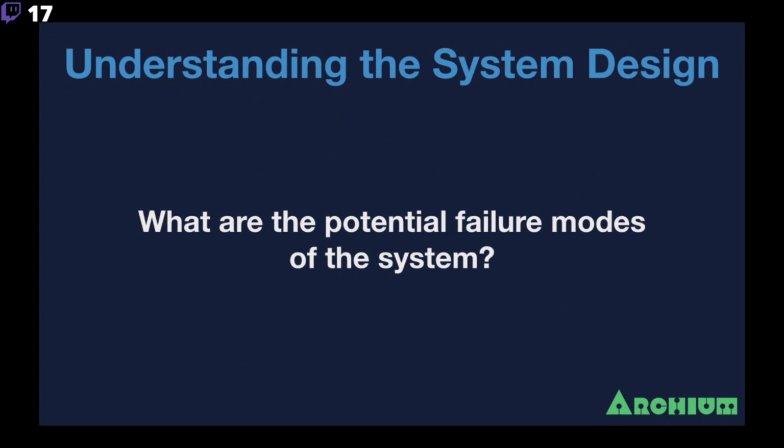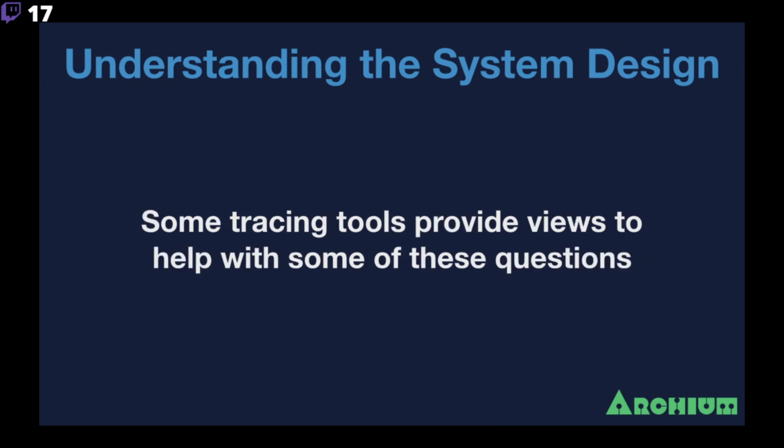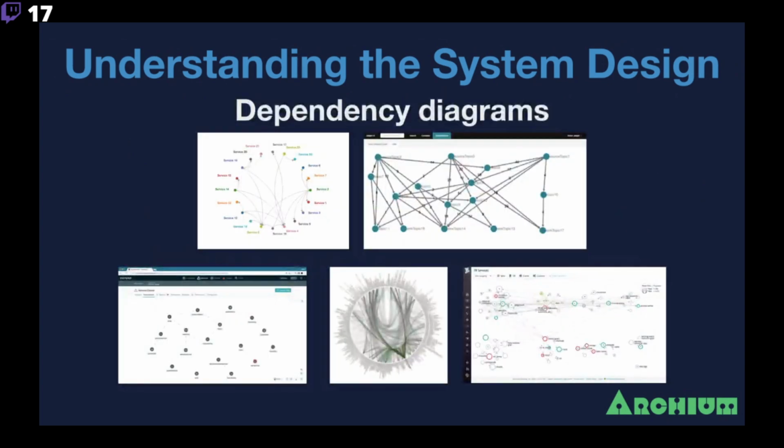Now, some tracing tools are using the data they have to provide views that will help with some of these questions. In particular, you'll see dependency diagrams in most tracing tools. And you'll get different levels of quality in these. So some are quite helpful. Some of them seem like their main purpose is to make you feel more confused about your system and run away. But some of them are more organized and have quite a good look.